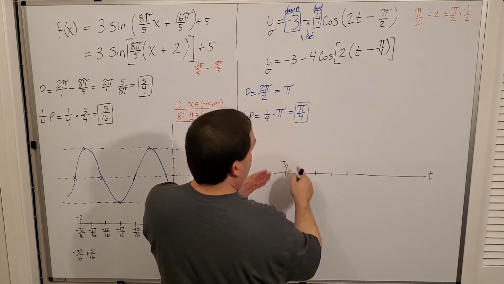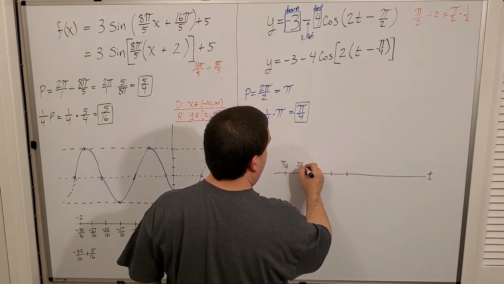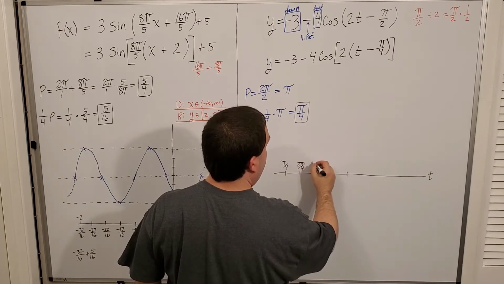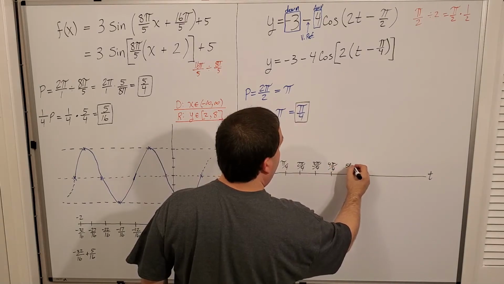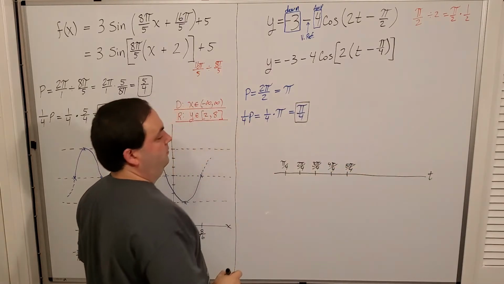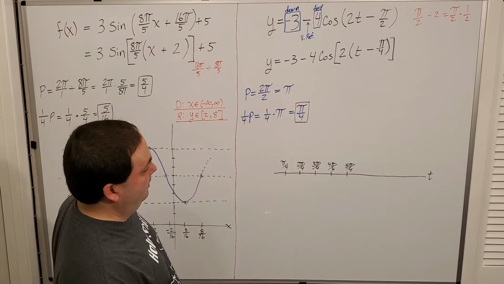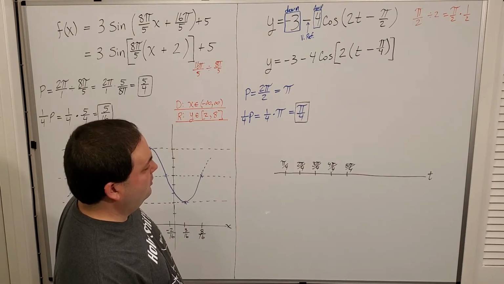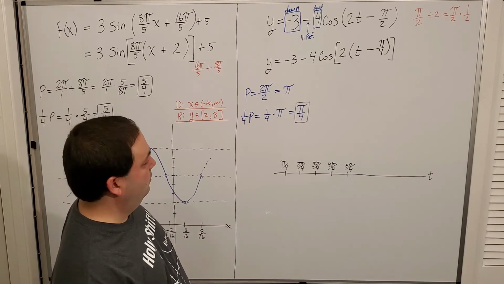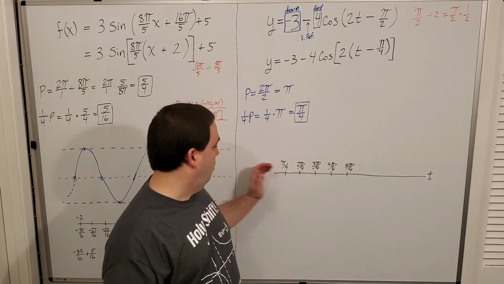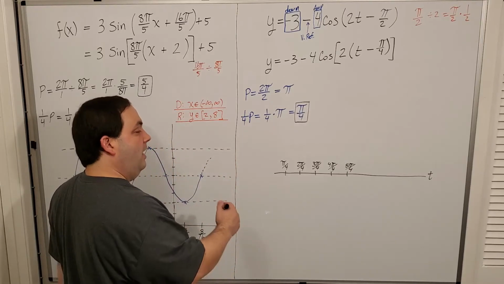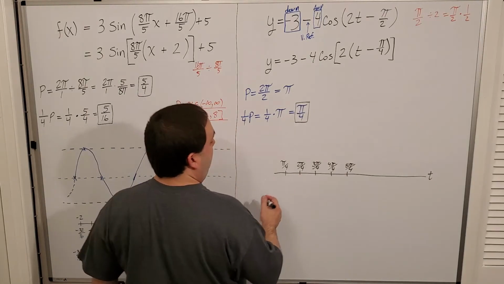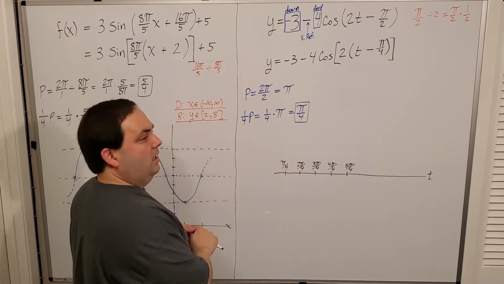So pi over 4 plus pi over 4, I've got 2 pi over 4. Then 3 pi over 4. Then 4 pi over 4. Then 5 pi over 4. That's a whole period of this guy here. Well, where's my y-axis going to be, though? These are all positive numbers. The y-axis is going to be somewhere over here, right? Well, that means I'm going to count backwards now so that I can find it.